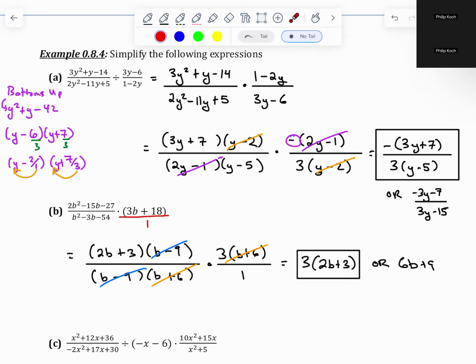And once again, we can't cancel 3 y's in part A, because they are terms of the numerator and denominator, and you can't cancel terms vertically. You can only cancel factors vertically.